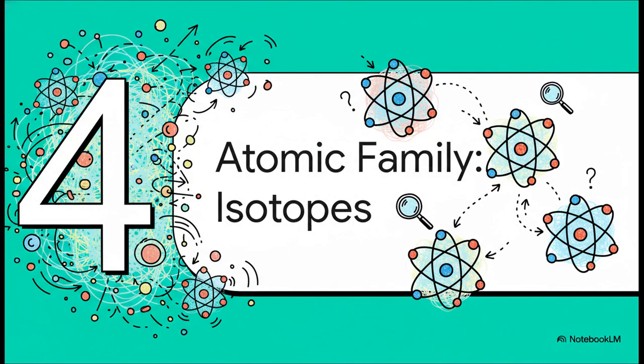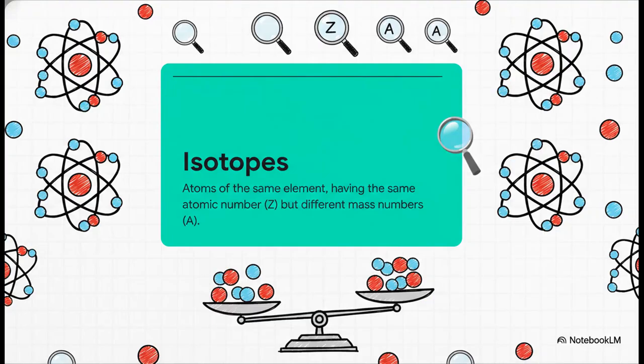Okay, now we're going to move to a really fascinating idea. We said that the number of protons is what defines an element, but what if atoms of the same element have different numbers of neutrons? Well, this gives rise to a special kind of atomic family, which we call isotopes. So, what are isotopes exactly? Well, they are atoms of the very same element.